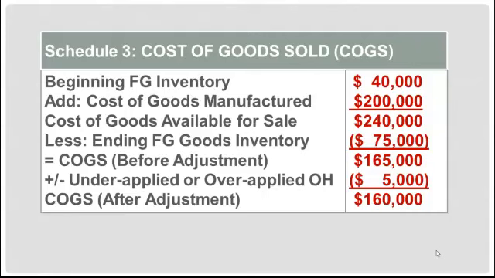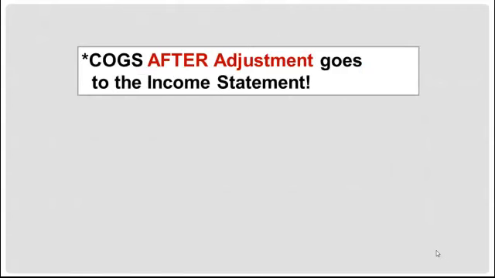And there you'll have to prepare your income statement. We'll just use our traditional format for now. But remember, when you're preparing that income statement, cost of goods sold after adjustment is what goes to the income statement. So always adjust for under or over applied overhead before you prepare an income statement. The income statement using the traditional format will look like this.